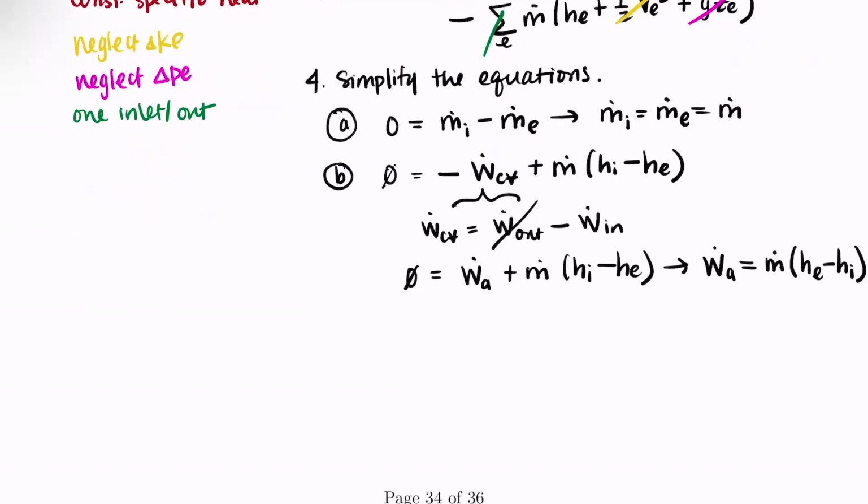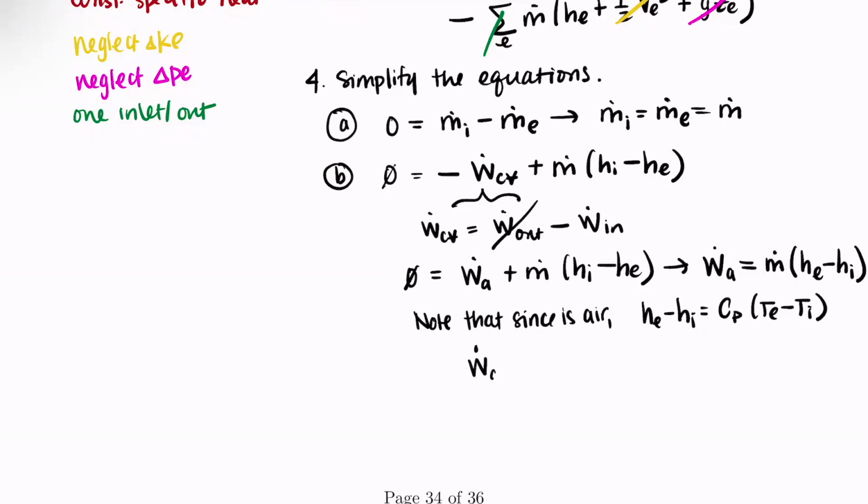I'm also going to make a substitution. Note that since this is air, we can write our m dot (h_e minus h_i) in terms of temperature and specific heat. So h_e minus h_i is equal to C_p (T_e minus T_i). Remember that one? So I'm going to now say that W dot A is equal to m dot C_p (T_e minus T_i).